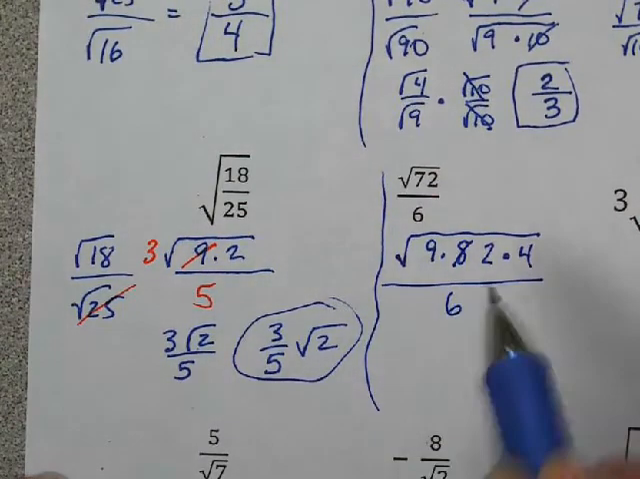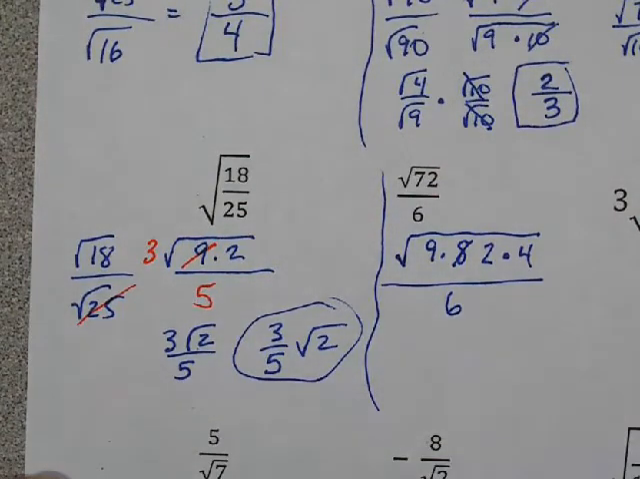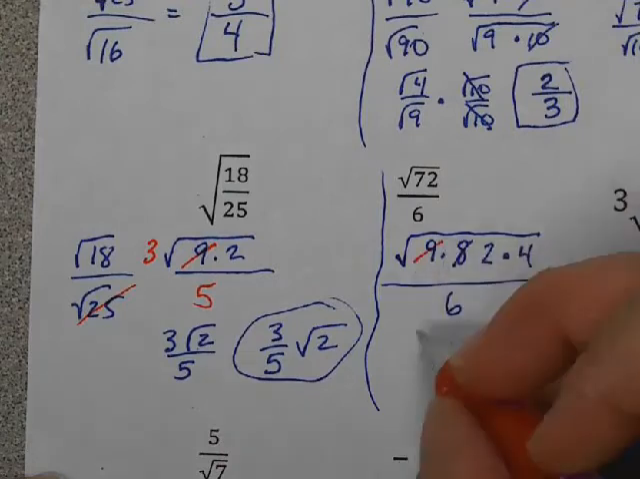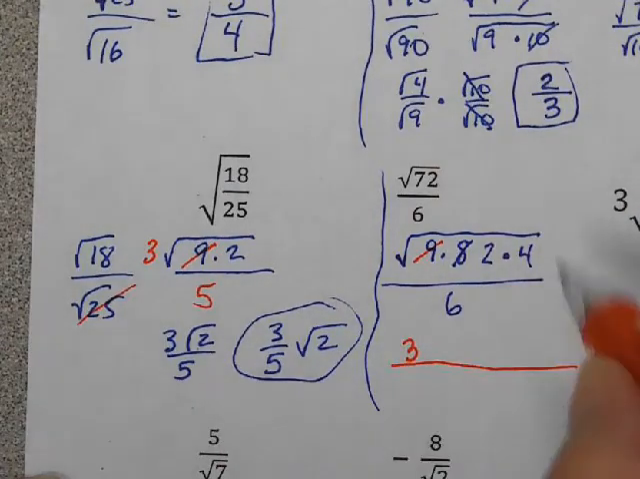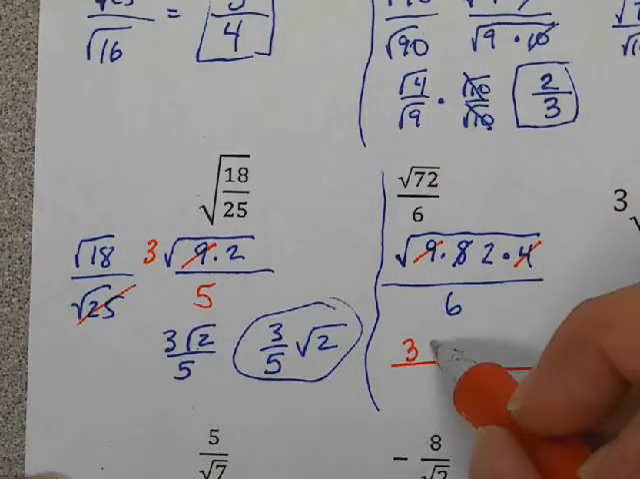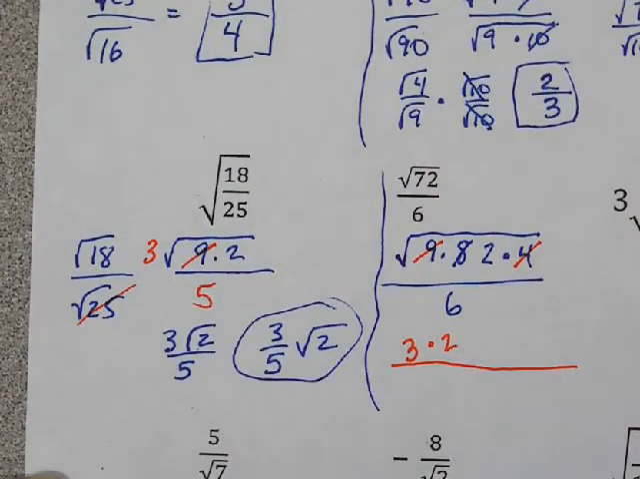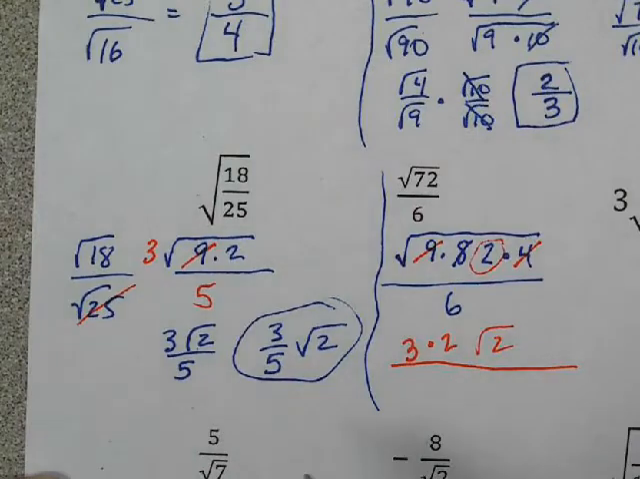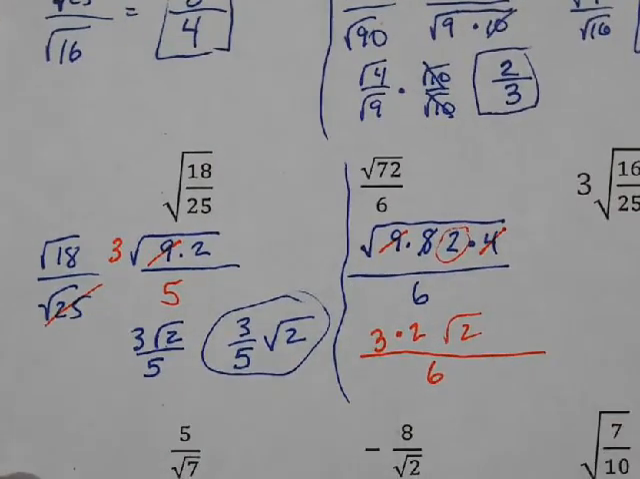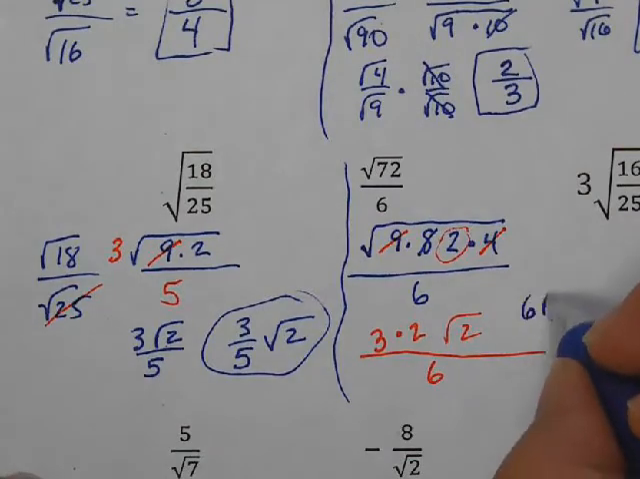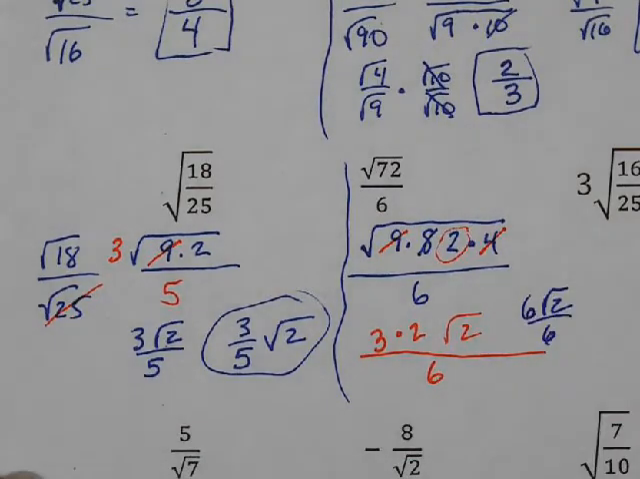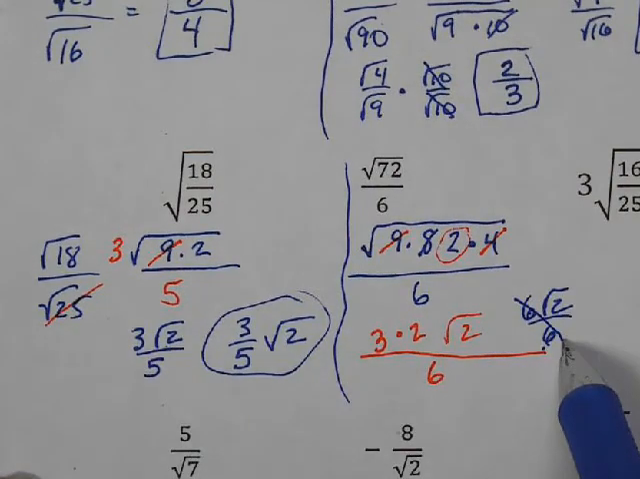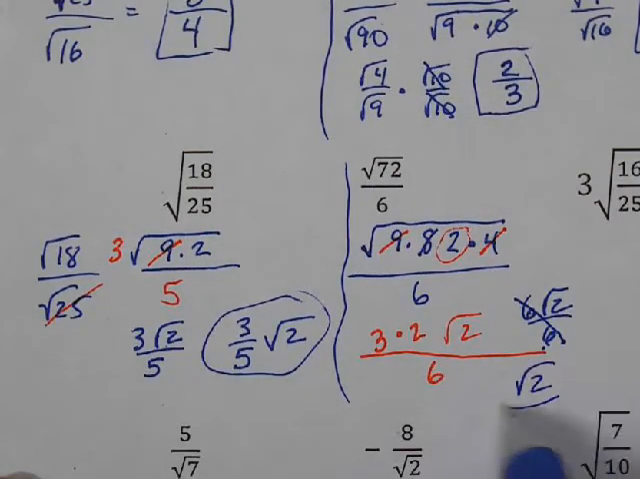over 6. So I know that the square root of 9 is 3, so that puts a 3 out front. I know that the square root of 4 is 2, so that puts a 2 out front. And all that's left on the inside is the square root of 2. And then on the bottom I have a 6. So I have 6 square root 2 over 6. And since this 6 is outside the radical and that 6 is outside the radical, they cancel. So my answer is square root of 2.